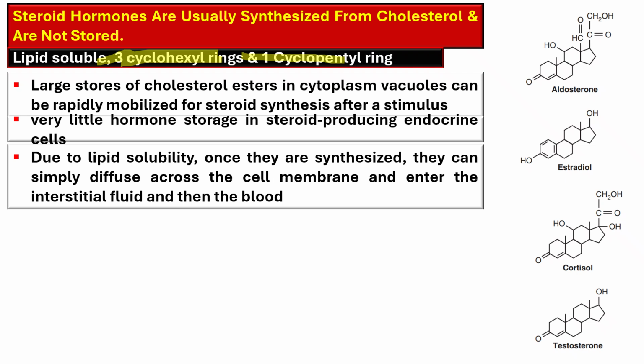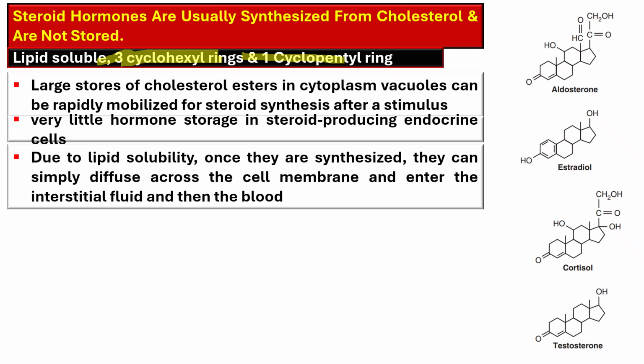The examples of these hormones are cortisol and aldosterone that are secreted from the adrenal cortex, and progesterone, estrogen, and testosterone that are secreted by the gonads. Placenta secretes estrogen and progesterone during pregnancy.